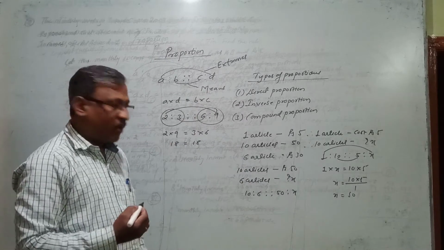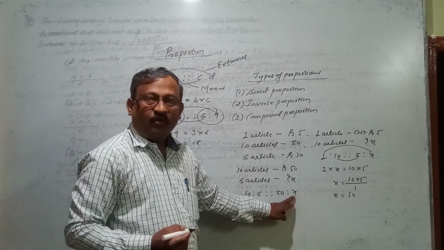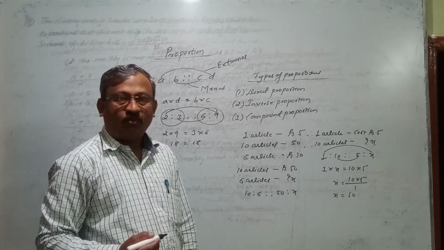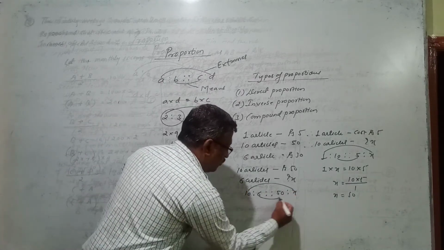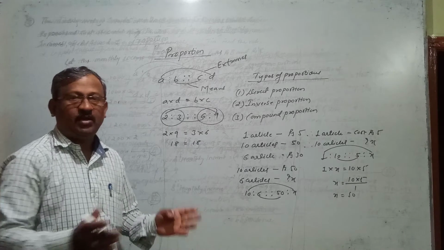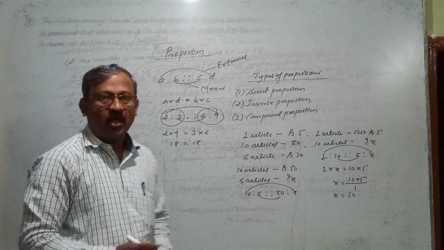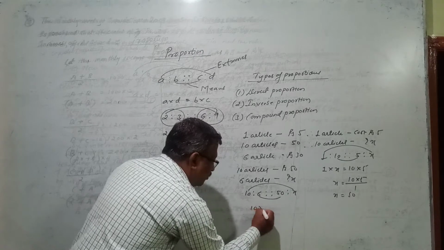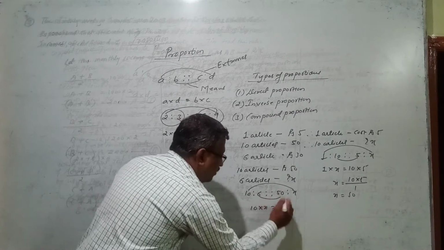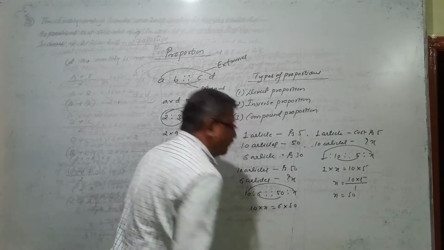And now what do you have to do? To find the value of x, you have to apply the rule of proportion. What does the rule of proportion say? In proportion, the product of extremes is always equal to the product of means. So multiply extremes on one side and means on another side. My extremes are 10 and x. So it is 10 into x is equal to my means, which are 6 into 50.